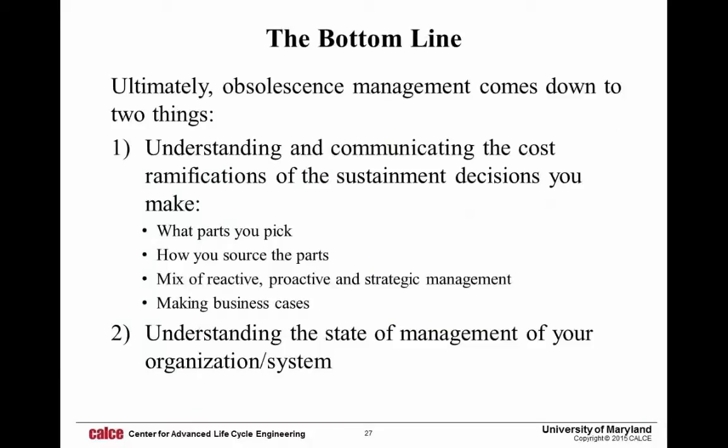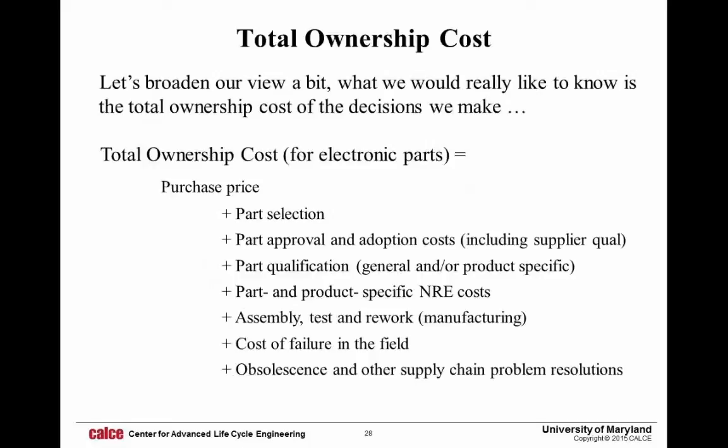Okay, so bottom line is you have to do a couple of things. Okay, you have to understand the cost ramifications of your sustainment decisions. Okay, when you pick parts, you should be understanding what is the life cycle cost ramification of that choice. Okay, you have to decide how you're sourcing parts. Okay, you have to be able to make a business case for these decisions. Okay, and then last, you have to understand the state of management of your organization. So click it again, and we've got only a few more slides here.